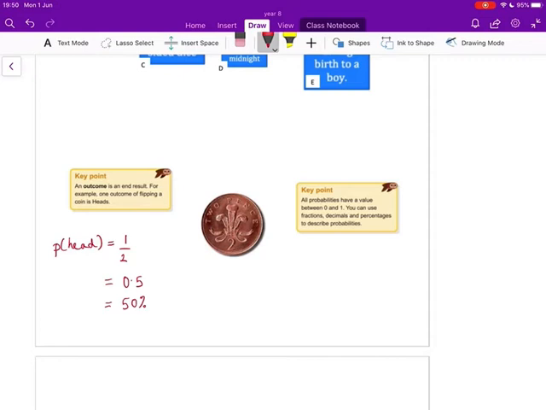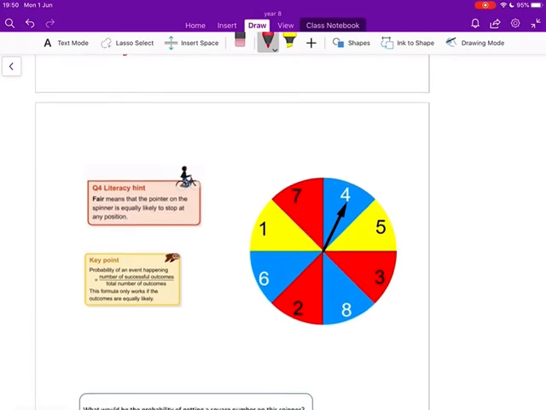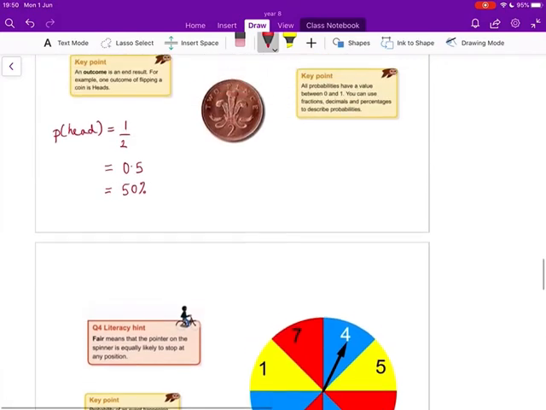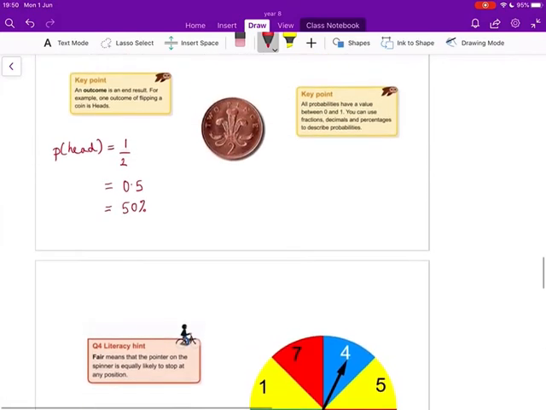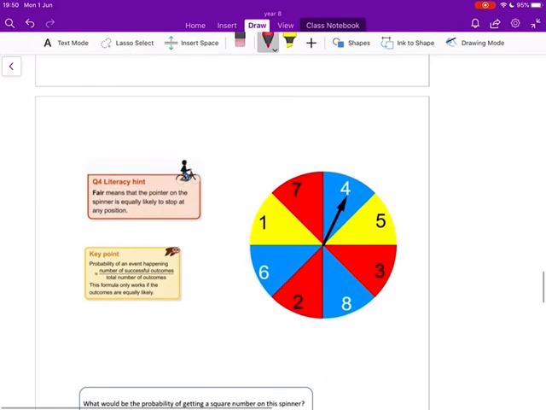Say the probability of flipping a head, this is on a fair coin, and we'll talk about what it means by a fair coin in a moment. But the probability of a head would be 0.5, a half, or 50%. So fair means that the pointer on the spinner is equally likely to stop at any position. So if I look back at this one, where I said a fair coin, if it's fair, it's just as likely to land on a head as it is a tail. So on this spinner, it's equally likely to stop at any position.